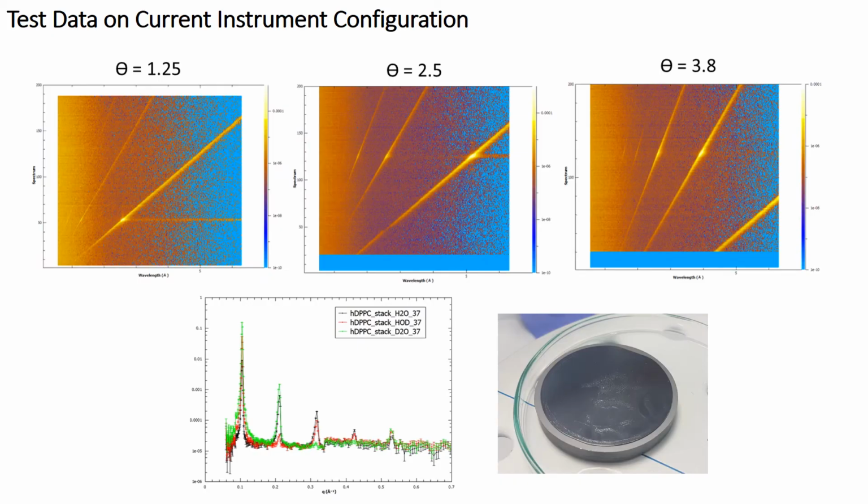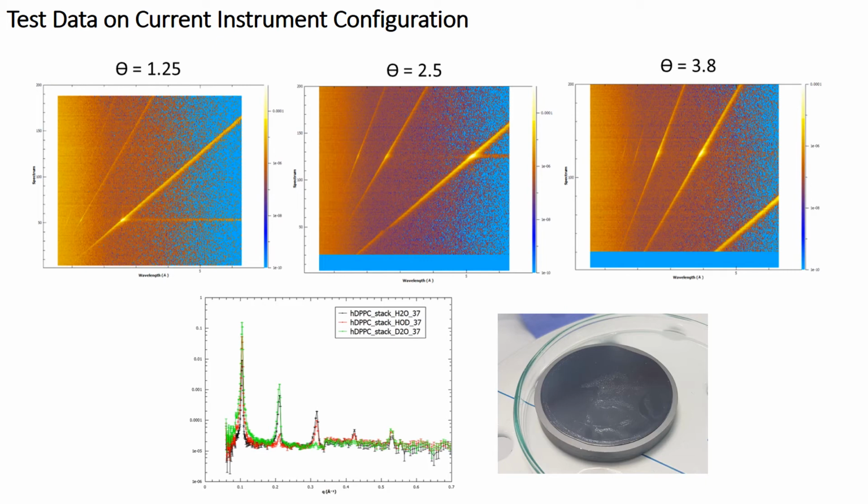So we got DPPC, it's a very commonly used saturated phospholipid. We put it onto a silicon wafer, and we produced this sample, which looks a little bit different from the sort of samples I usually make, which are usually planar membrane samples, single membrane samples. And we measured it on CRISP, a number of angles and a number of different isotopic contrasts. So we measured it in D2O, HOD, so 50% D2O, 50% H2O, and H2O.